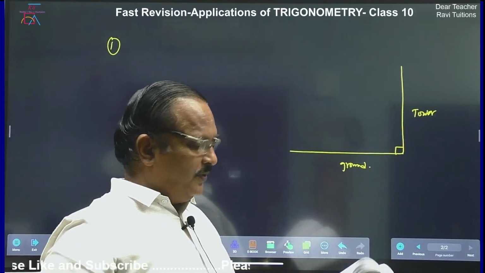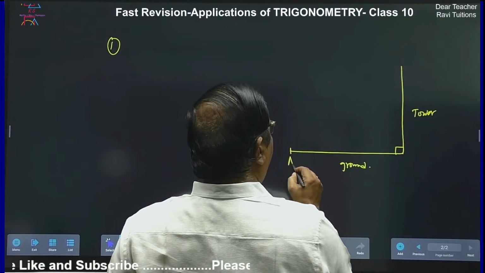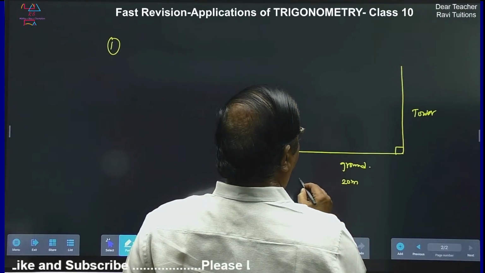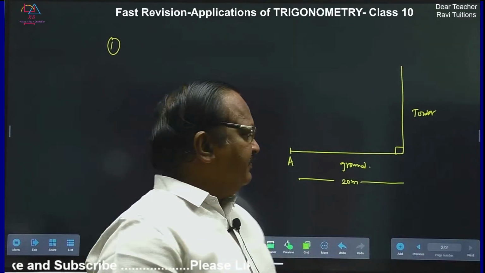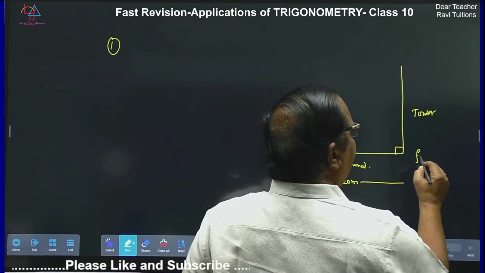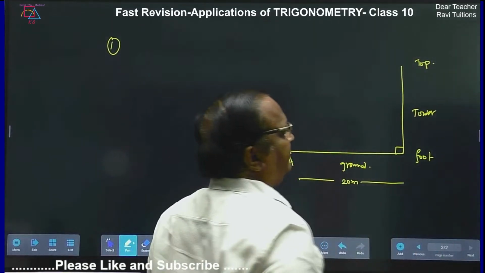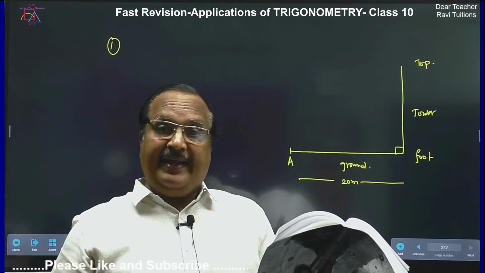Let us take a point 20 meters away. So let us say this is the 20 meters away. That means this is 20 meters away from the foot of the tower. So this is foot of the tower and this is the top of the tower. Okay, and then the angle of elevation.